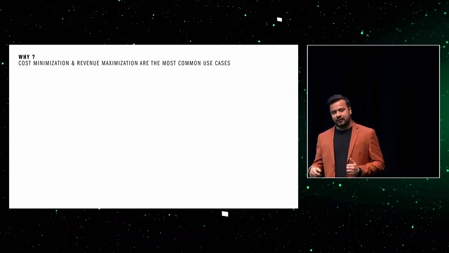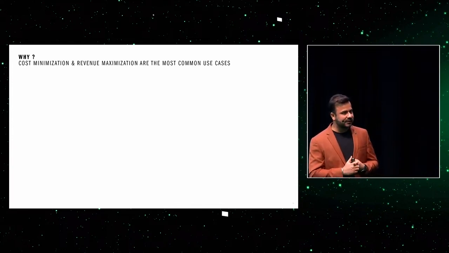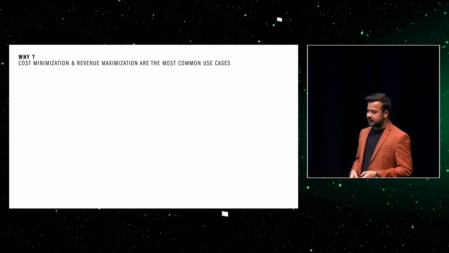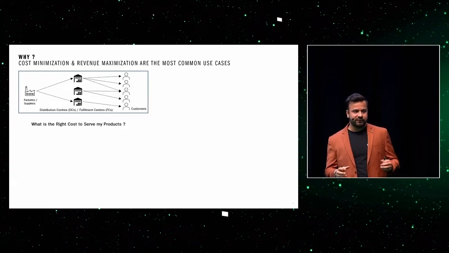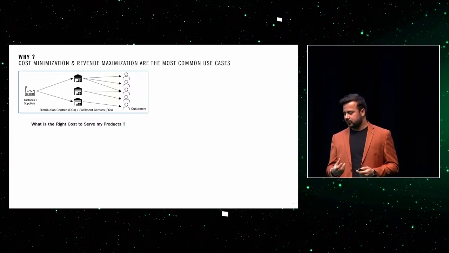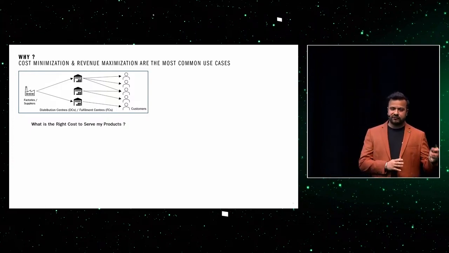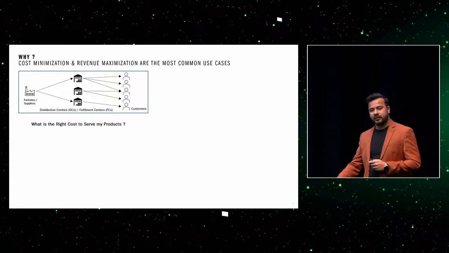So let's take a look at how big companies would be using it. I see two important use cases, which are cost minimization and revenue maximization. And when I say cost minimization, I mean the total manufacturing and supply chain costs of creating a product. So what is my right cost to serve my products? If I look at a very standard supply chain, it goes from factories and suppliers to the distribution centers, fulfillment centers, and then to my customers.